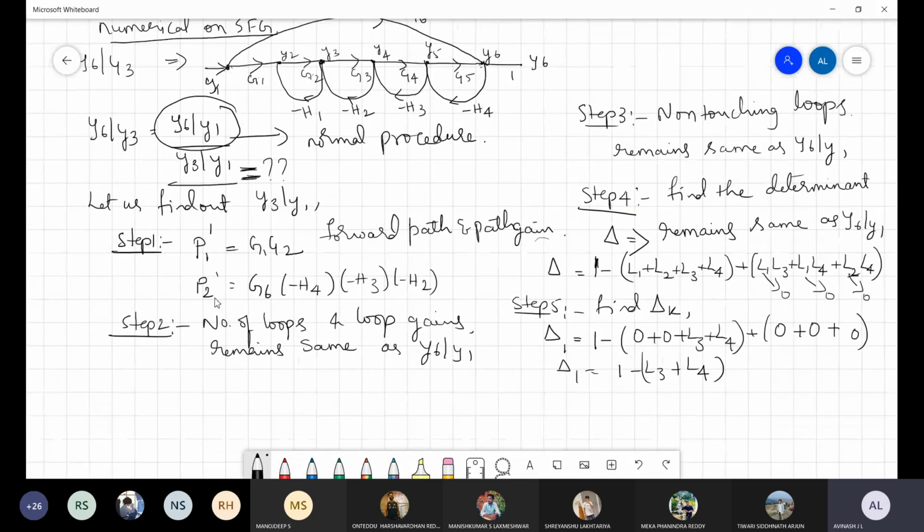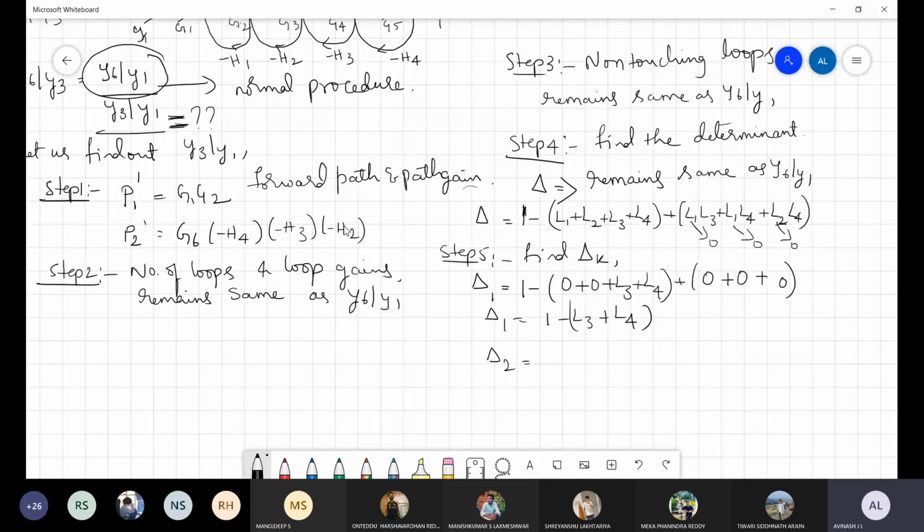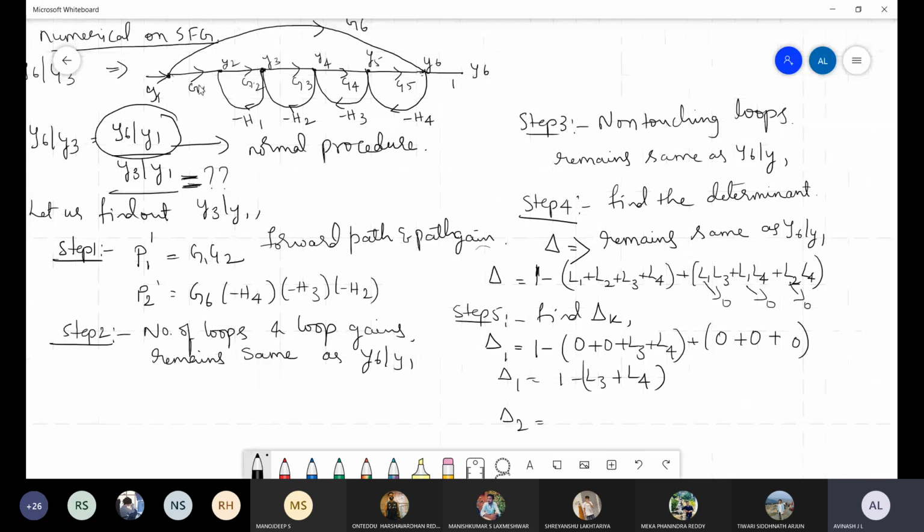So obviously next is what? Delta 2. So here delta 2 means whichever path we are considering here. For this particular path, the loops which are touching we need to remove. So in that case, what exactly happens?